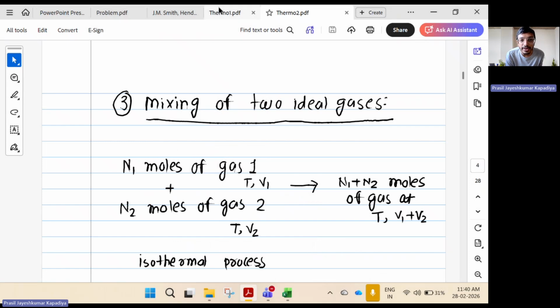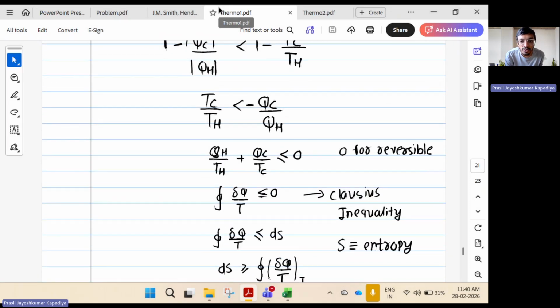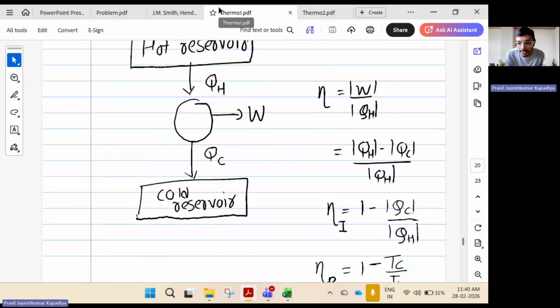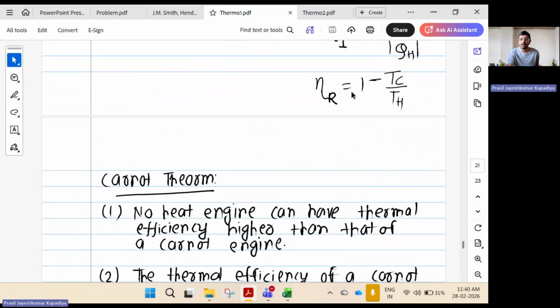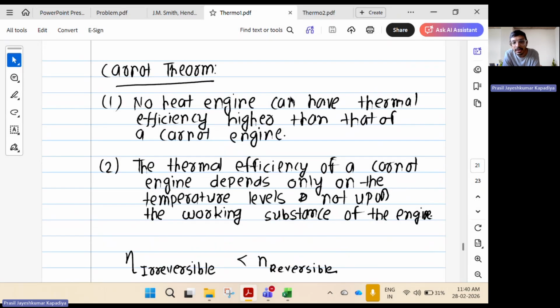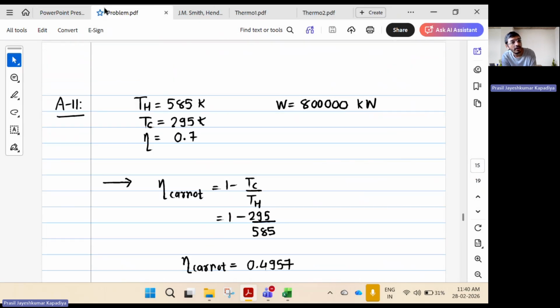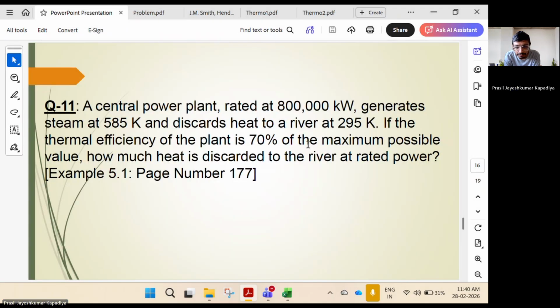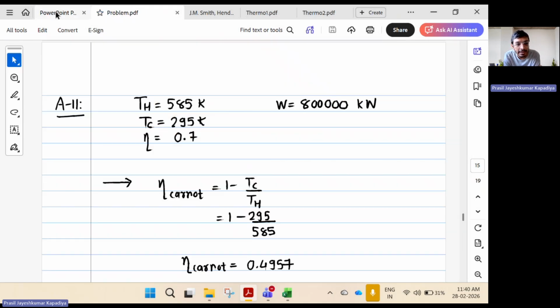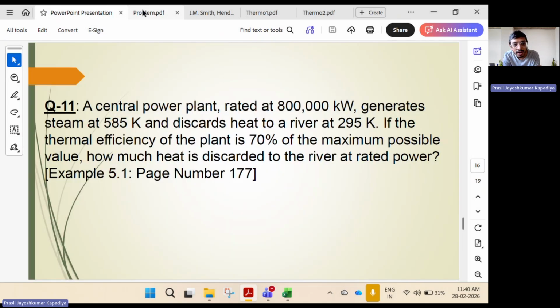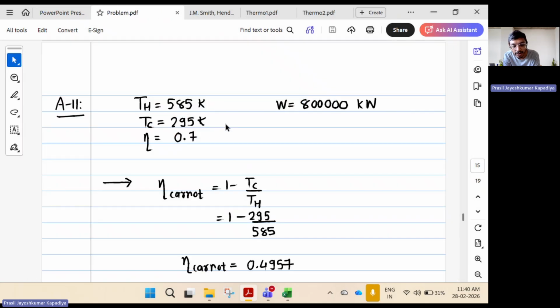So when we find the value of efficiency, efficiency comes out to be 1 minus Tc by Th for the Carnot cycle. No engine can have thermal efficiency higher than that of a Carnot engine. So we need to first find out the efficiency for the Carnot cycle. So Tc is 295 Kelvin and Th is 585 Kelvin, and eta is 0.7 into eta Carnot. Here it's a mistake, I need to write eta Carnot.